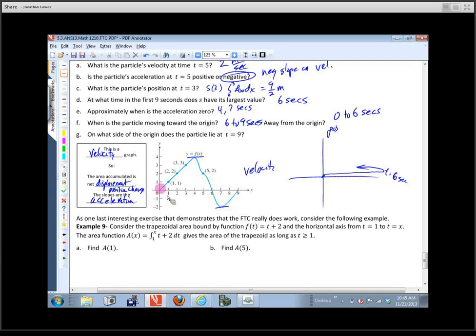If we integrated from 0 to 9 on the velocity function, that would tell us our net displacement, our net position. Bunch of positive, little bit of negative. We're going to end up being positive, so it's going to end up on the right side, or in other words, the positive side, if we set up our coordinate system that way. Okay, any questions?